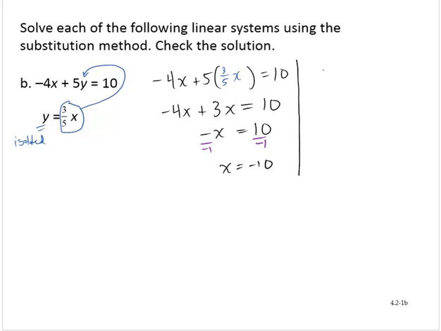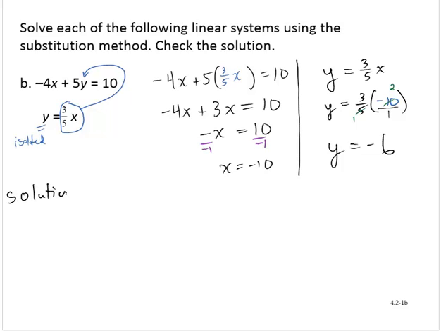Let's find the y value by remembering that y is equal to 3/5 x. So then y would equal 3/5 of negative 10. Going through the arithmetic here, I can reduce, thinking of that negative 10 as negative 10 over 1, reducing between the 5 and the 10 leaves a 2, a 1 and a 2. And so then y would equal negative 6. So I'm hoping that the solution is -10, -6.